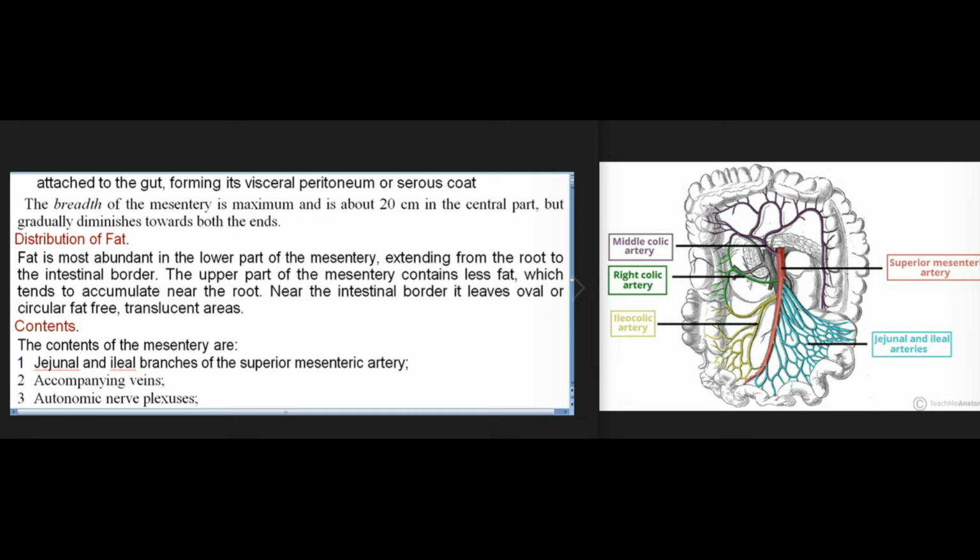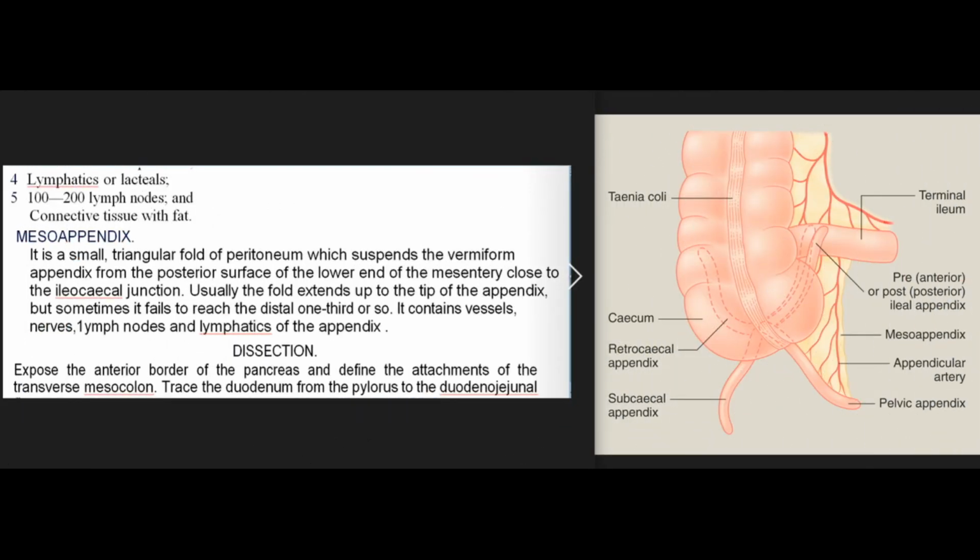The upper part of the mesentery contains less fat, which tends to accumulate near the root. Near the intestinal border it leaves oval or circular fat-free, translucent areas. Contents. The contents of the mesentery are: 1. Jejunal and ileal branches of the superior mesenteric artery, 2. Accompanying veins, 3. Autonomic nerve plexuses, 4. Lymphatics or lacteals, 5. 100-200 lymph nodes, and connective tissue with fat.